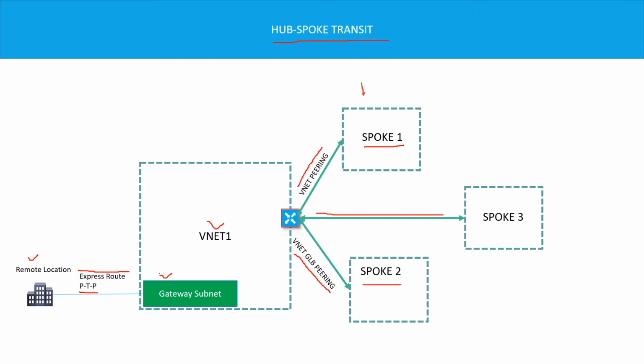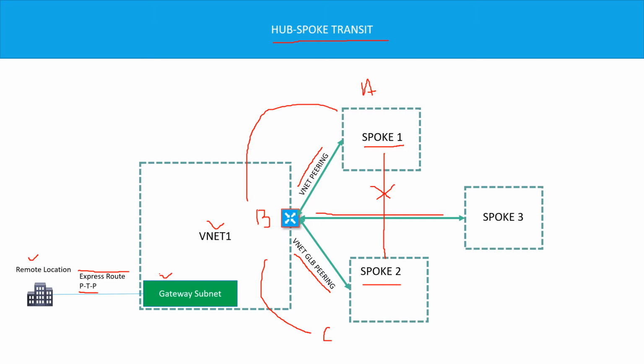Now if I say this is A, this is B, this is C, I have connectivity from A to B, B to C. It does not mean I can talk directly from spoke 1 to spoke 2. By default, this is not allowed.